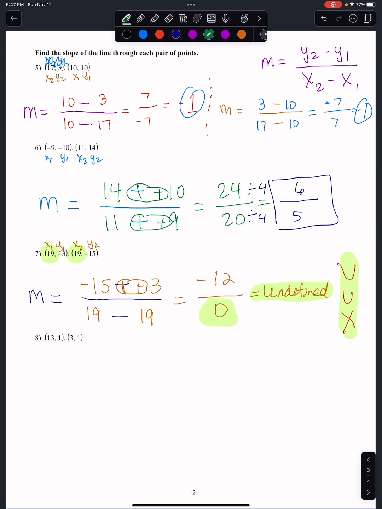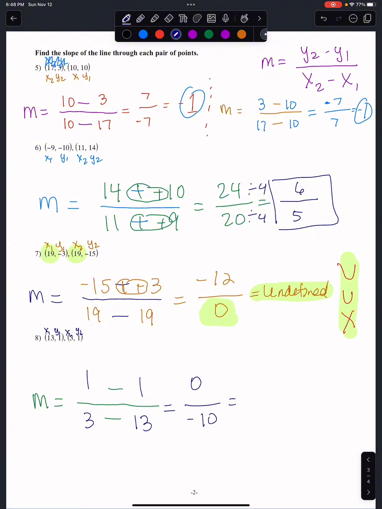Okay, and let's go ahead and do the next one. So let's go ahead and start with M equals. I'm going to put my minus signs first. Now I'm going to label all of my X1, Y1, X2, Y2. So my Y2 is 1. My Y1 is 1. My X2 is 3. X1 is 13. So I got 1 minus 1 is 0. 3 minus 13, negative 10.